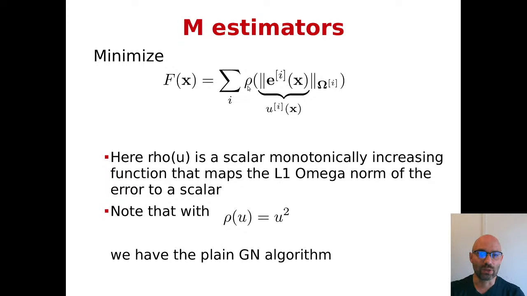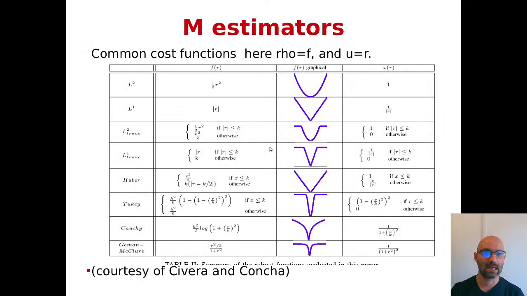Clearly, if I would choose a rho which is equal to rho of u equals u squared, well, what I would be doing is just to put a square here, and I will end up with the plain standard Gauss-Newton algorithm. Now the game is there's a family of rho functions that have different behaviors, and I will just show you a slide that mentions some of the possible estimators that are around. Here, this is a slide copied from a paper. Thanks, Silver and Concha.